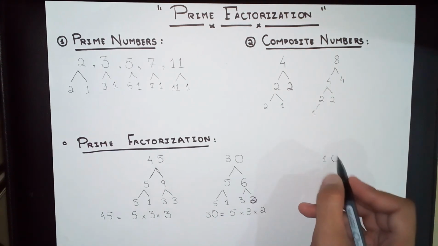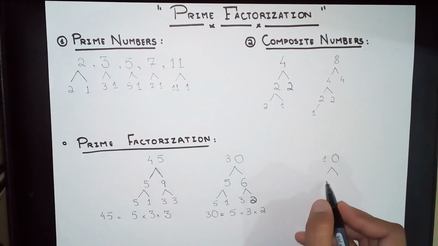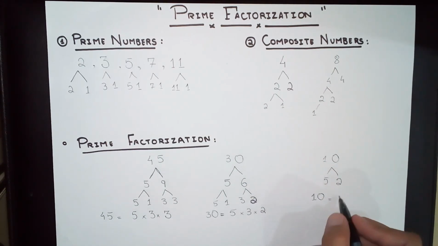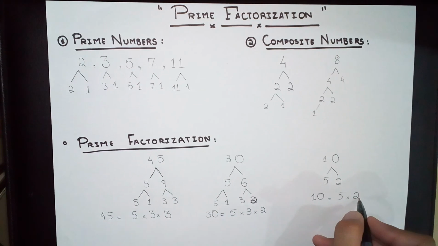Another short example before we end this video. 5 times 2 is equal to 10. So when you have to write 10 in its prime factorized form, you write it as 5 times 2. And that is all.